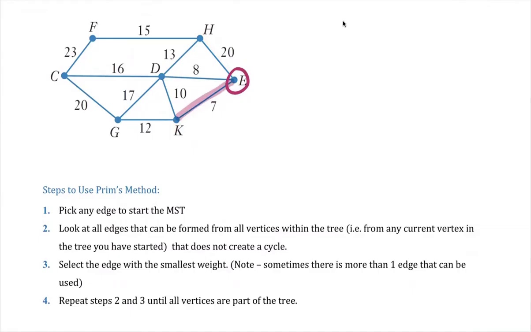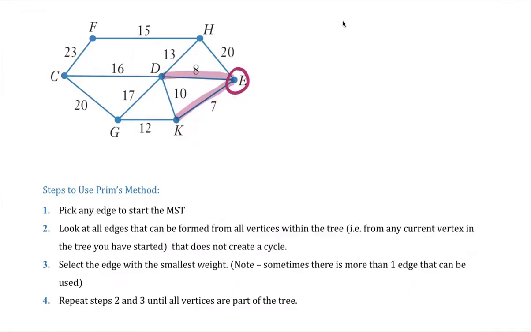Now we look at both the vertices E and K, and we try to pick the smallest edge that connects either of those vertices to another one. Our options from this vertex are a weight of 10 and a weight of 12, or from E, a weight of 8 and a weight of 20. So a weight of 8 is our smallest. Now we repeat this process over and over every time we add a new vertex in.